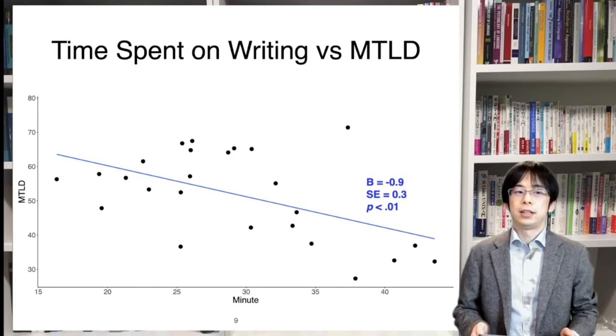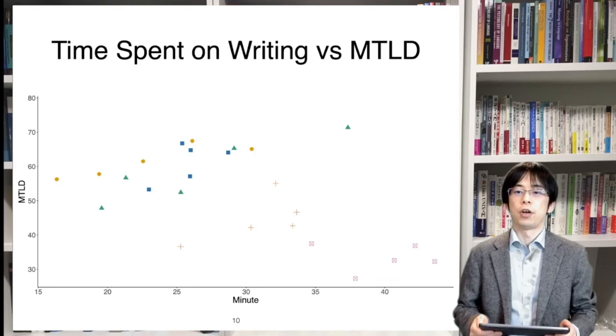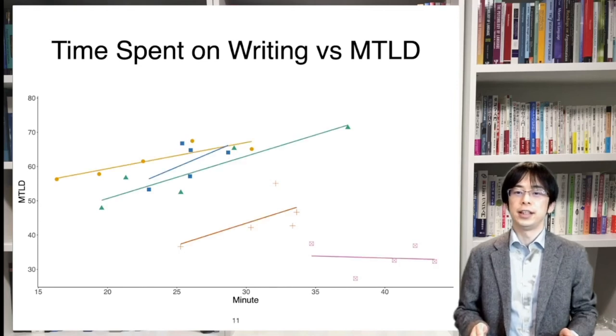But in fact, the data were drawn from six learners. And if we draw regression lines within individual learners, here's what we get. We can see that the pattern is generally positive. So the number of minutes and MTLD are positively correlated.